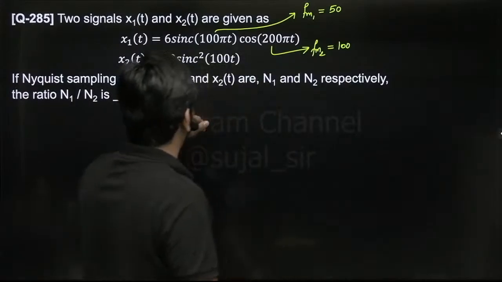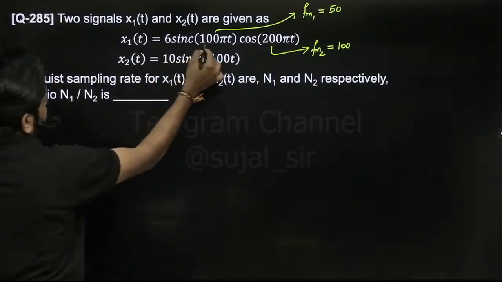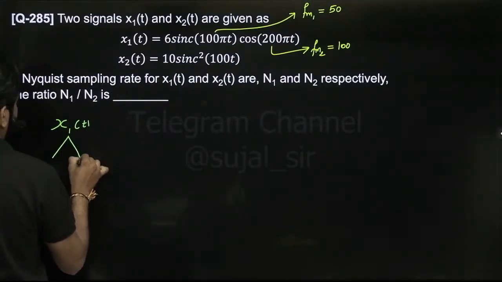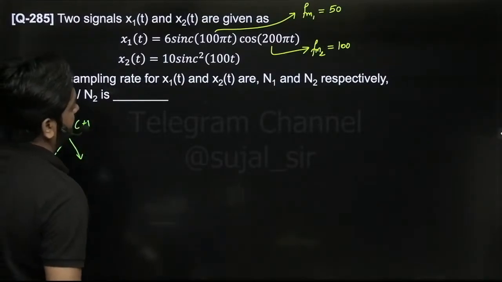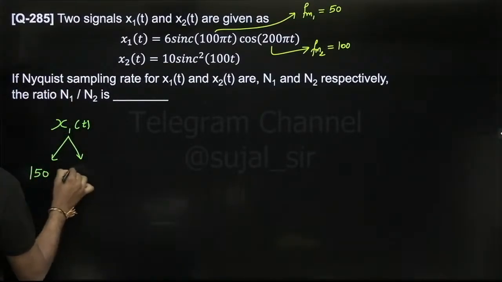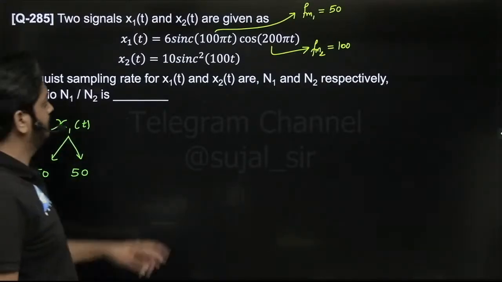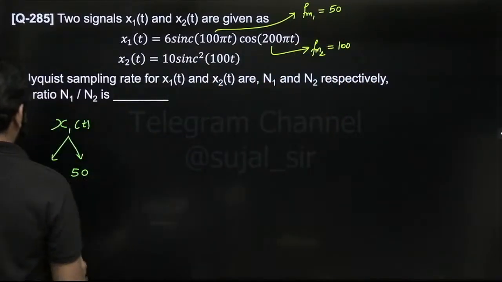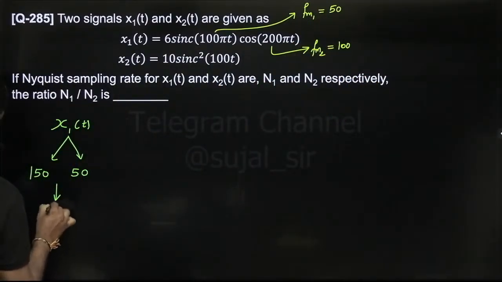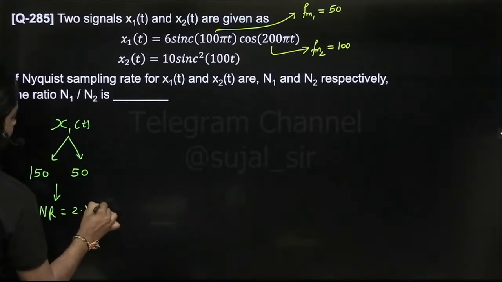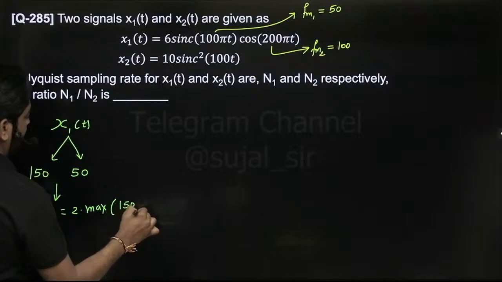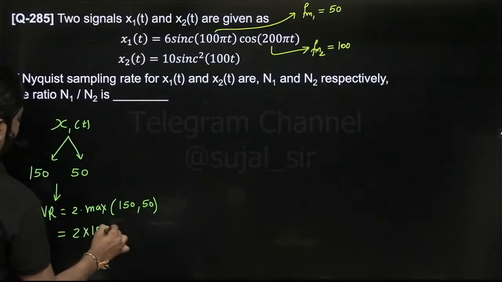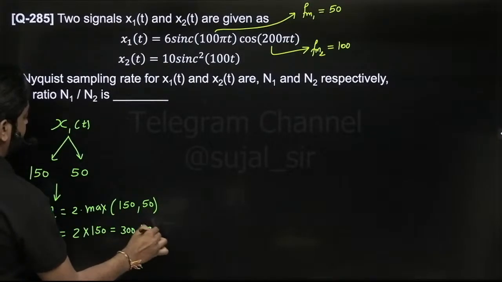Now multiplication is there, multiplication of sinc and cos. So x1 will have two frequencies after multiplication: fm1 plus fm2 and fm1 minus fm2, that is 150 and 50 hertz, correct? In multiplication we get addition and difference of frequencies. So what is the Nyquist rate? The Nyquist rate will be twice the maximum of these two frequencies. 150 and 50, guys. So 2 into 150 is nothing but 300 hertz or samples per second.